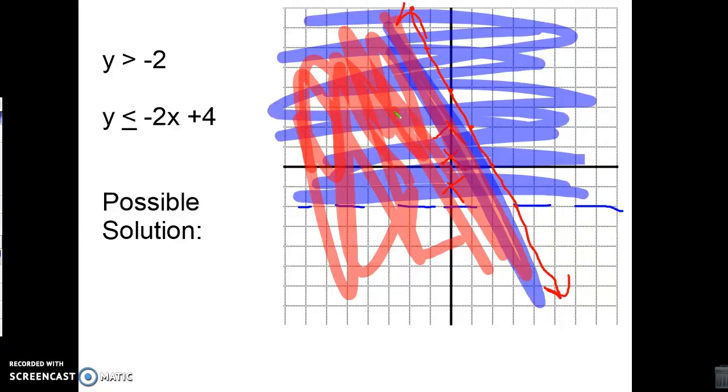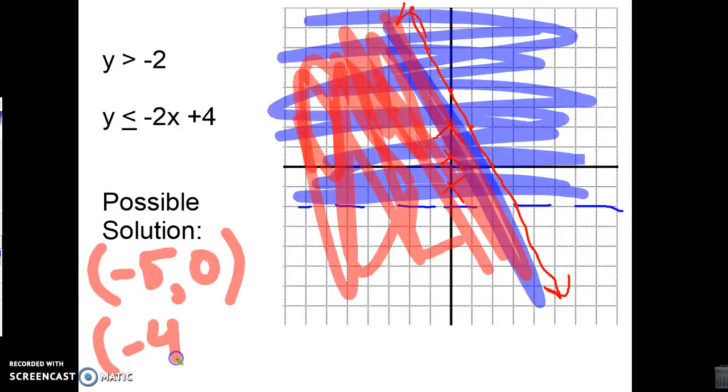So a potential possible solution could be -5, 0. Another one could be -4, 3. Could the point 0, 4 work? Think about that. Yes, it could. Could the point 0, -2 work? No, it can't because it's on a dotted line. So if it's on a solid line, it works. If it's on a dotted line, it won't work.